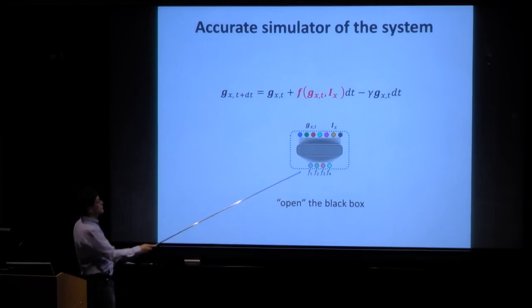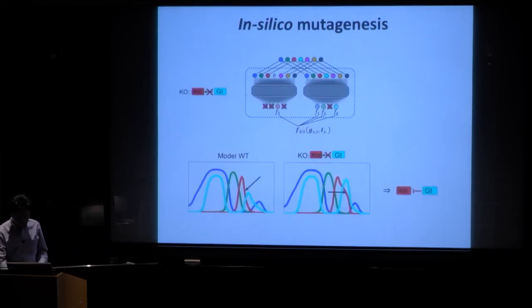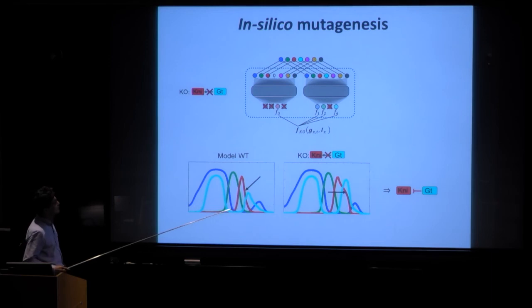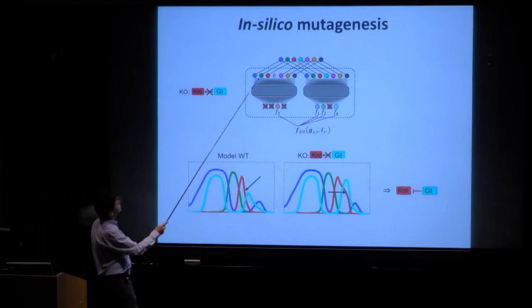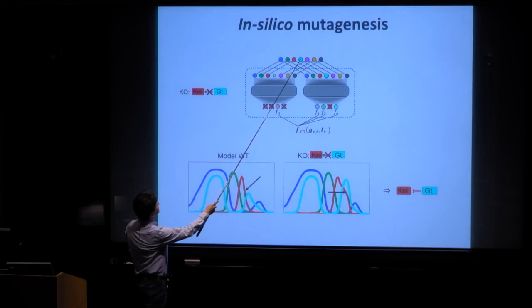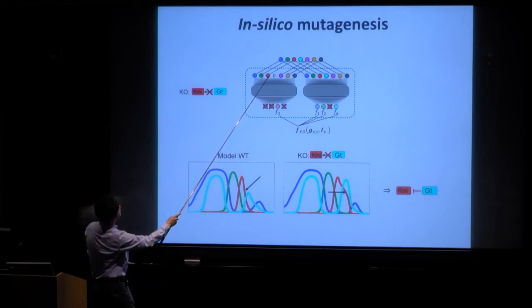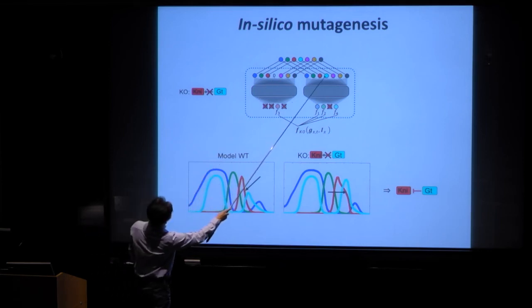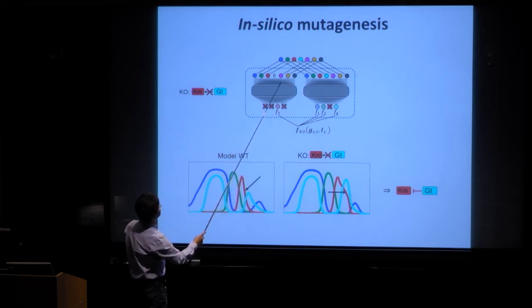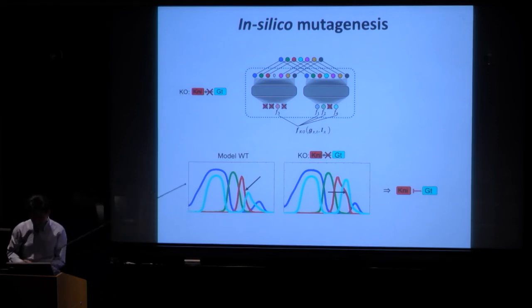Okay, and now we want to open the black box. That's the way I showed before. We have 2 tricks to open it, right? One is to do the in-silico mutagenesis. For example, I can knock out this blue gene to the blue gene itself. I can knock out any of the regulation, red to red or red to other, and see the phenotype.